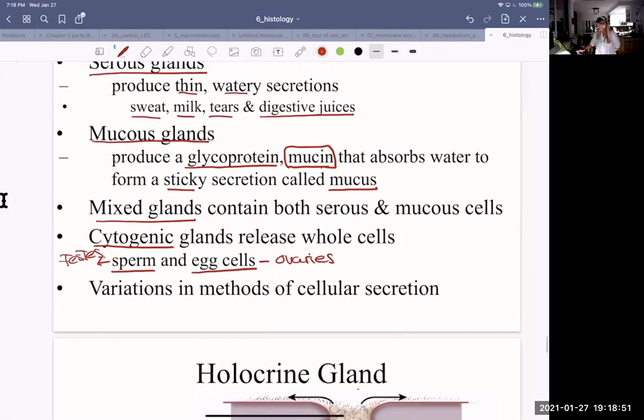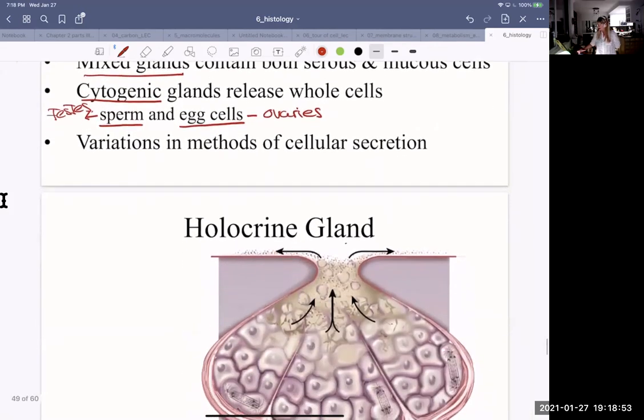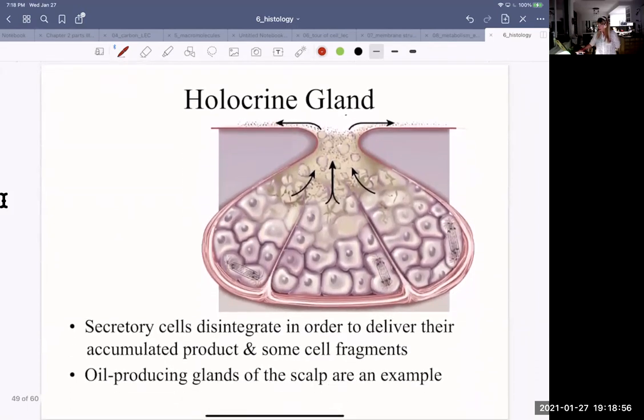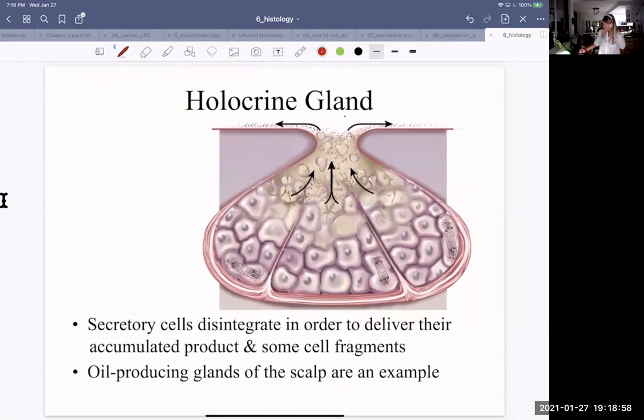And there's variations in methods of cellular secretion. For example, a holocrine gland, which is very interesting, the secretory cells disintegrate. And that's how they deliver their accumulated product in some cell fragments. So the oil-producing glands of the scalp are an example of that. Holocrine.